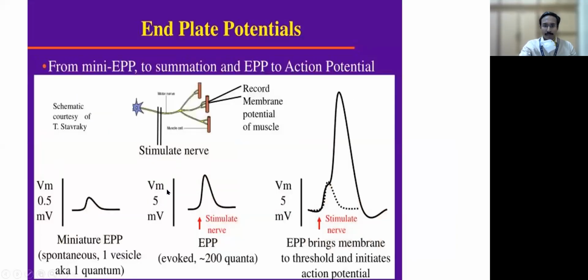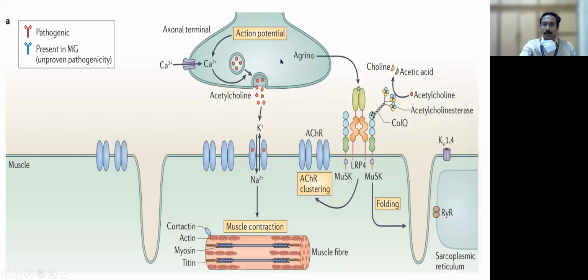So this summation is one vesicle forming a miniature end plate potential, multiple such vesicles becoming an end plate potential, and as they summate, that produces a muscle fiber action potential and a compound motor unit action potential. This is how the receptors are placed in the synapse.